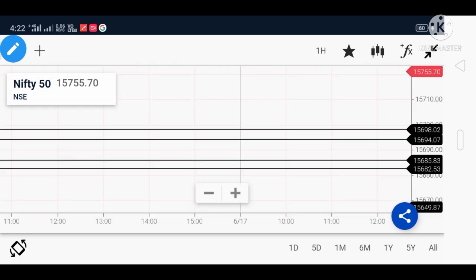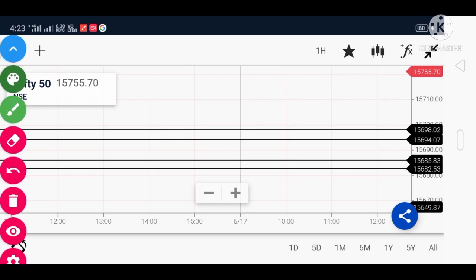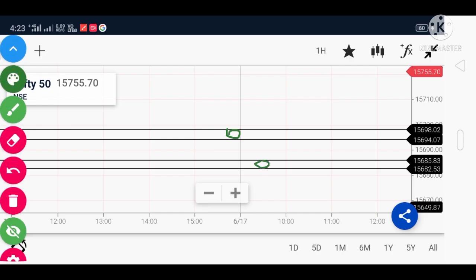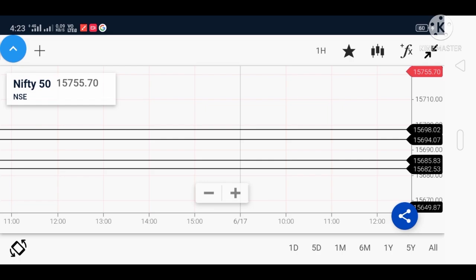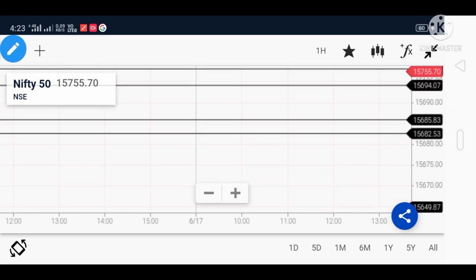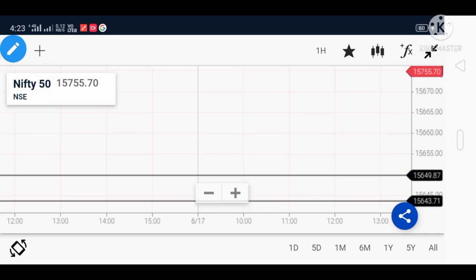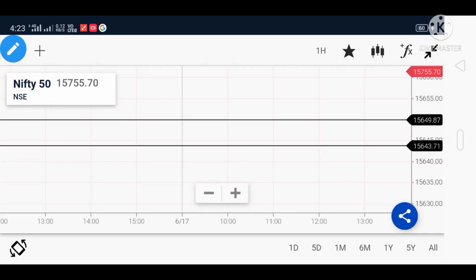Okay, traders, we have created 2 levels, right? The upper one has 4 points difference and the second one has 3 points difference. We created 2 more levels, this one and this one. Okay, let's get more downward. Now here, this will be our last, I guess. We created these 2. Yeah, this is the last level.